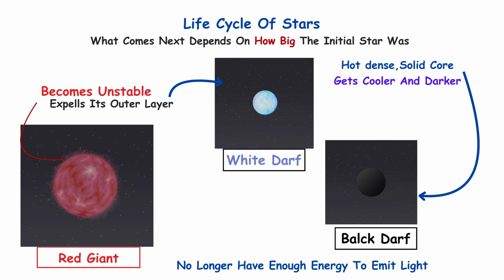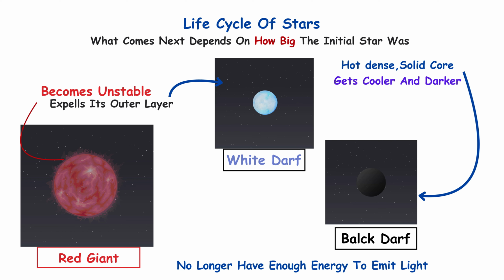After a relatively short phase, the red giant becomes unstable and starts to lose its outer layers, releasing clouds of dust and gas into space. What remains behind is a hot, dense, solid core that no longer undergoes nuclear fusion. This remnant is known as a white dwarf.